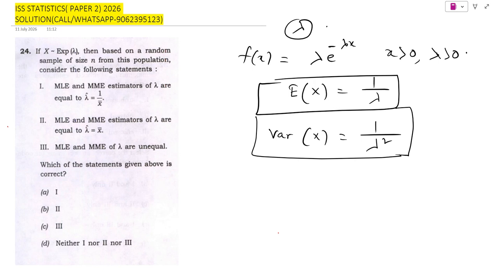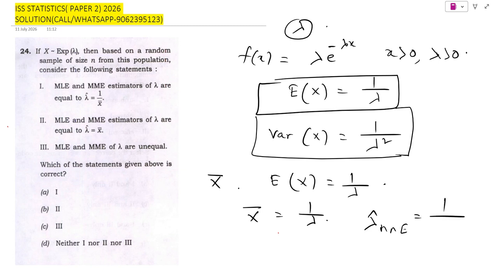Now, the method of moments equates the sample moment to the population moment. The first sample moment is x bar, and the first population moment is E of x, which is 1 by lambda. So, equating them, x bar is 1 by lambda. Now, solve for lambda. This gives lambda cap equal to 1 by x bar. So the method of moments estimator is the reciprocal of the sample mean.